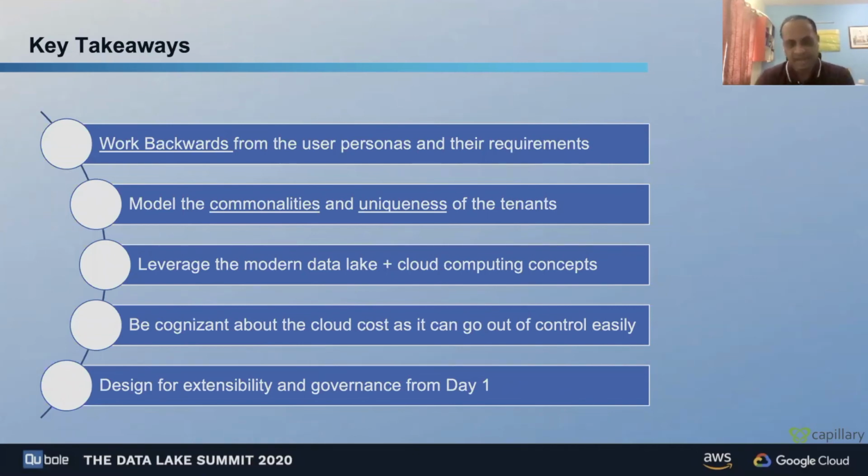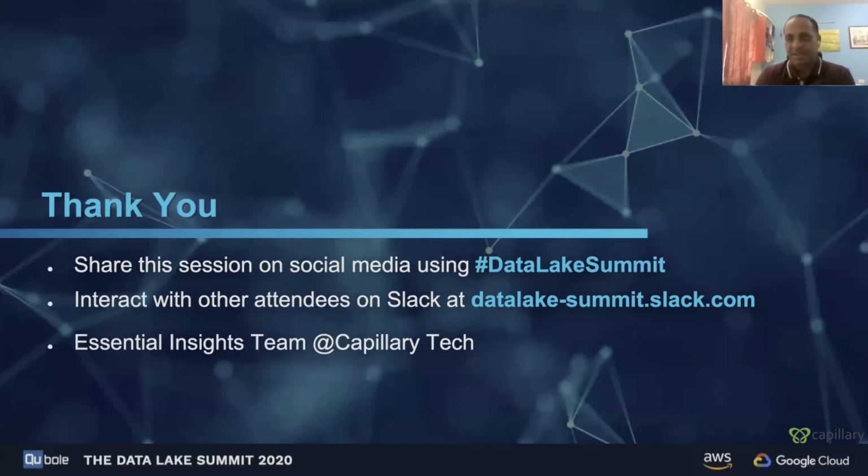So planning that out is important, because the cost can really go out of control in a system like this. And design for extensibility and governance from day one. There are so many privacy rules that are coming in for each country, and also extensibility. No matter how much you build on the product, the customers would always want to do more on top of the data. So design for extensibility and governance from day one, and that's going to power your data lake to the next level. That brings us to the conclusion of my topic.